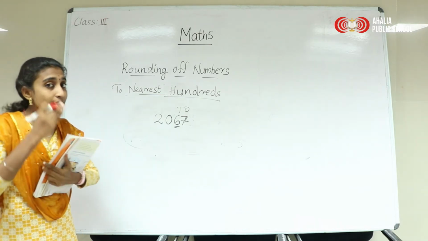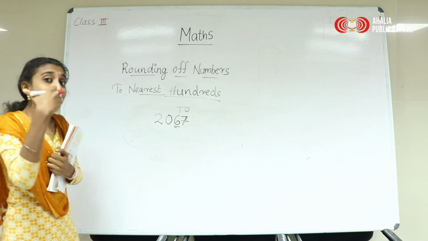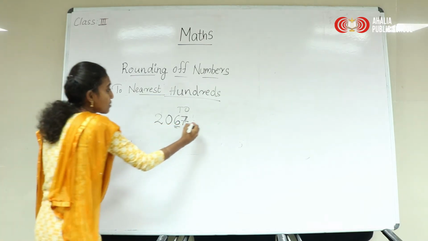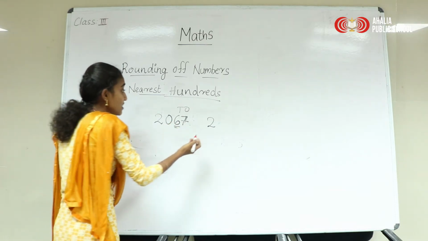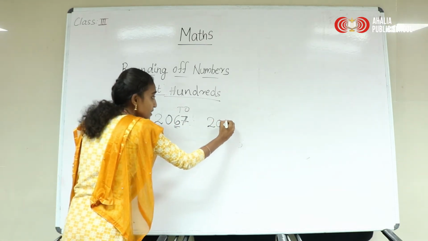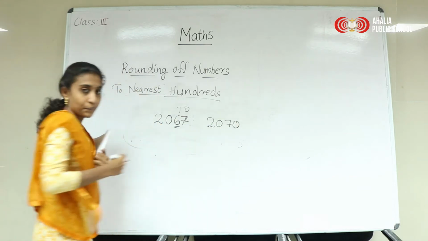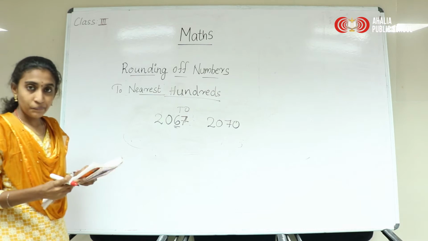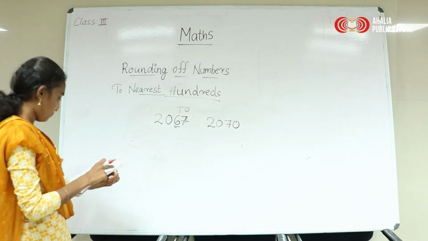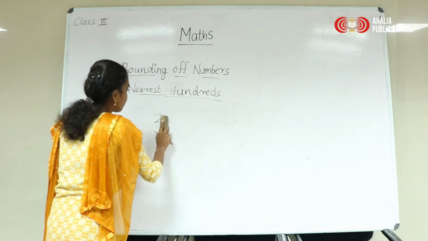So we are rounding up this number to the next value. What is the next value? What comes after 60? Yes, it is 70. So the answer is 2070. Okay, children. Now the other example.